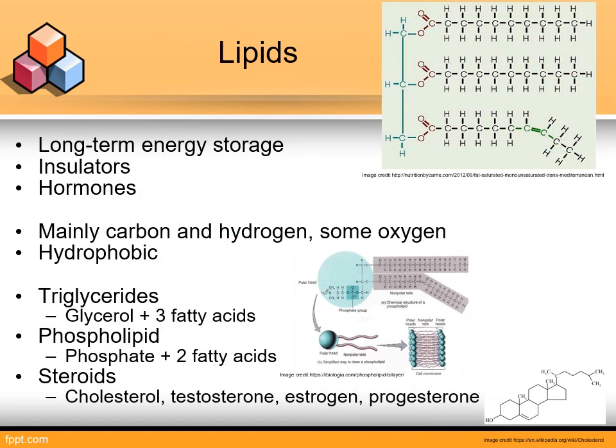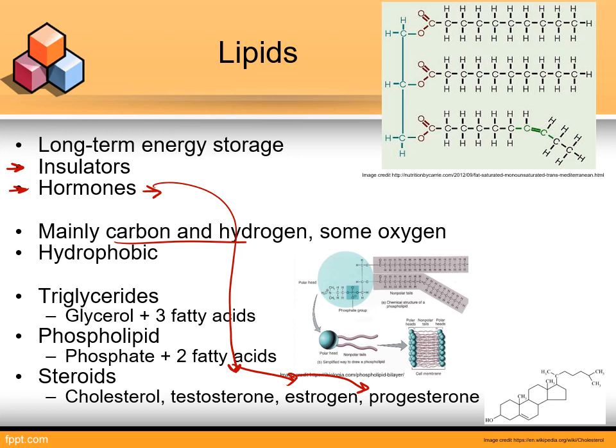Let's take a look at lipids. So lipids are used for long-term energy storage. We use them as insulators. Fat, adipose tissue is a great insulator. Hormones can also sometimes be lipids, so we do also have some protein hormones. Examples of lipid hormones, actually I've got some listed down here. Testosterone, estrogen, progesterone are all hormones that are lipid-based.